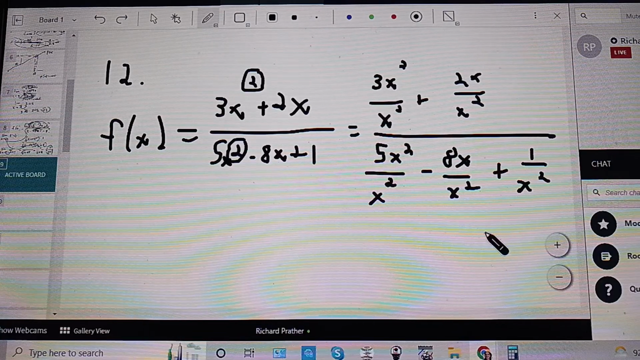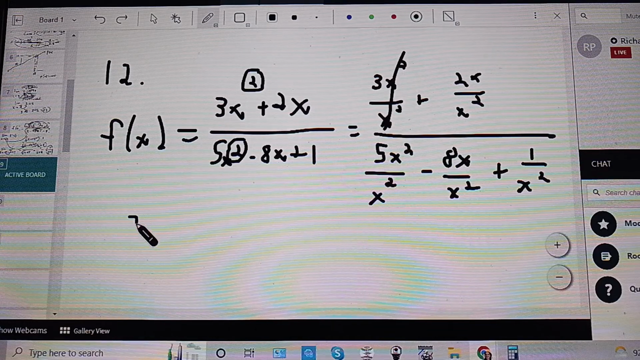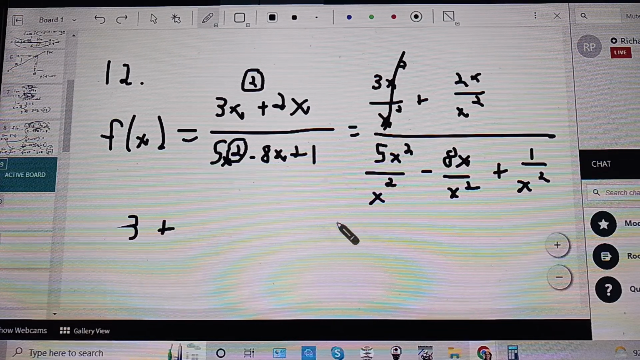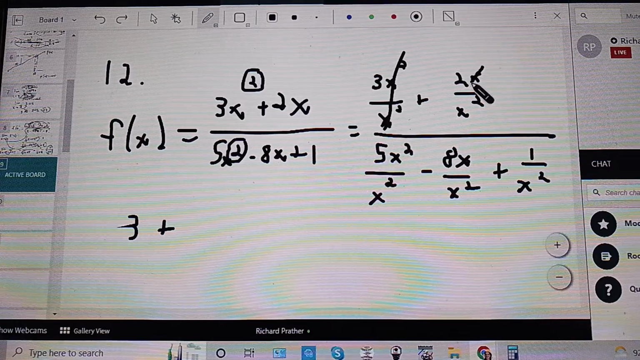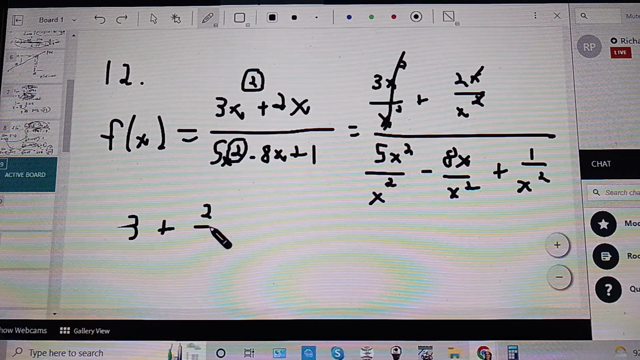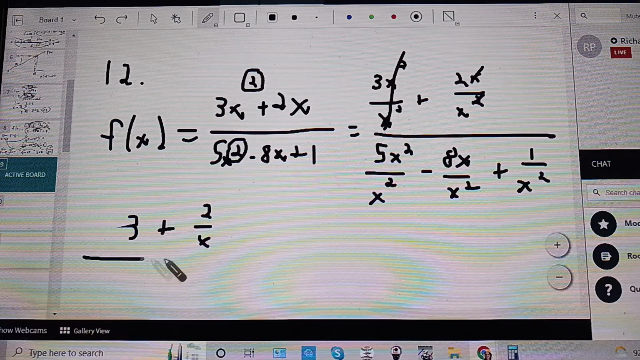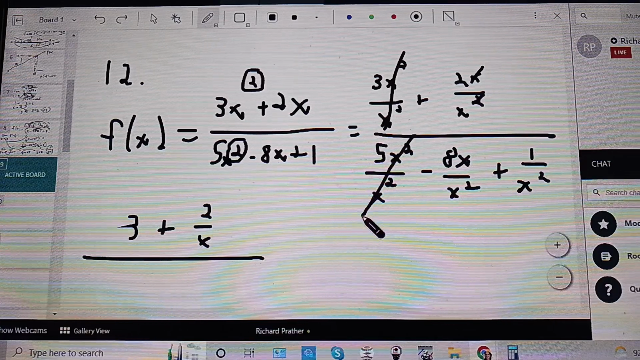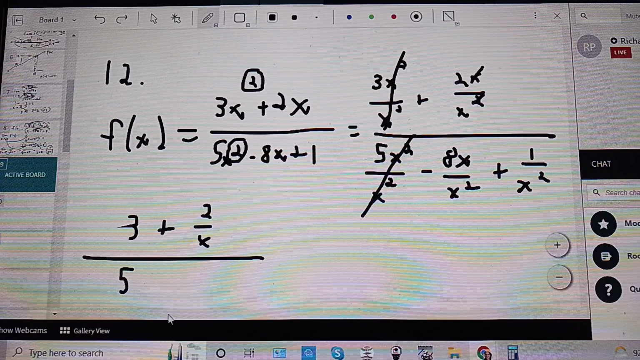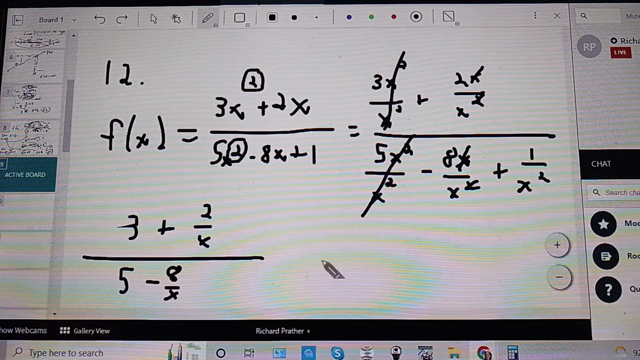So if you do that, things simplify down. These cancel out, so you're left with a 3 there. This 1x cancels one of these two, but you'd have 2 over x left. These cancel, and you would get a 5. This x would cancel one of those two, and you'd get 8 over x. And this doesn't reduce at all.